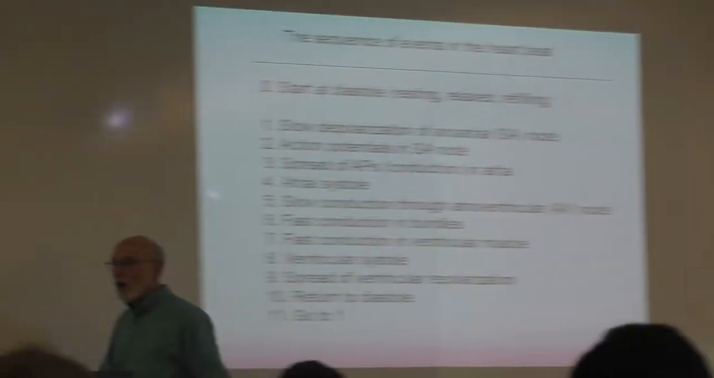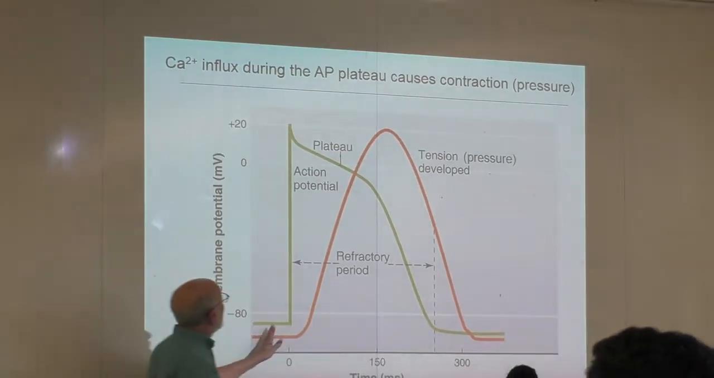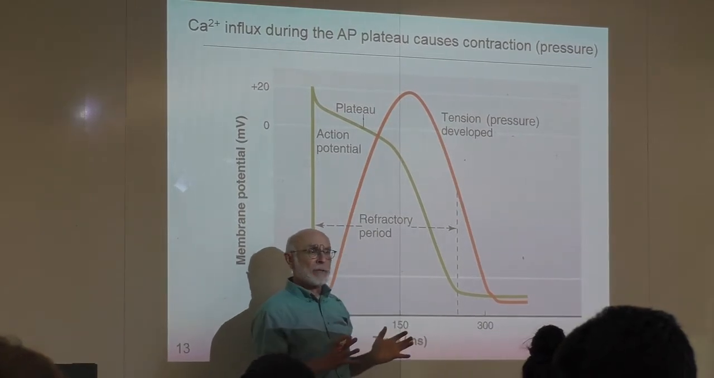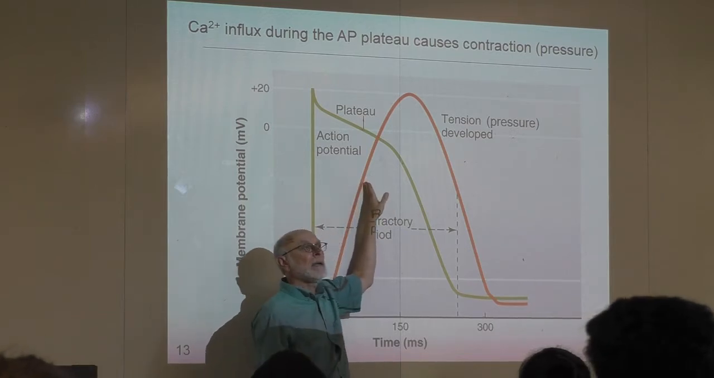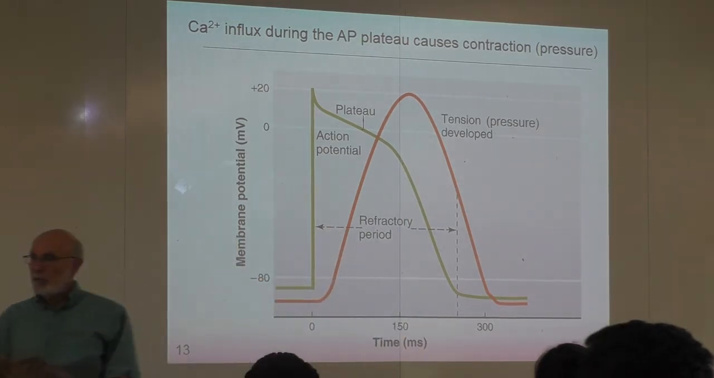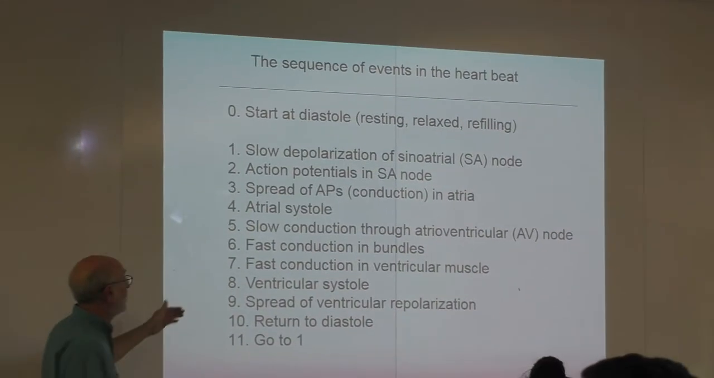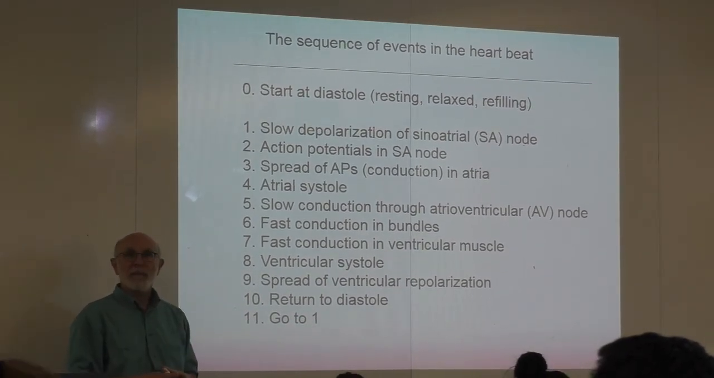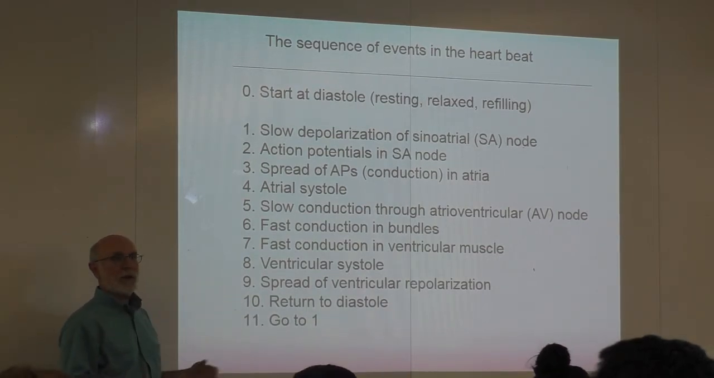So after the action potential and the plateau has spread throughout the ventricles, well, first throughout the atria, then throughout the ventricles, causing contraction, first in the atria, then in the ventricles, then there is a wave or a spread of repolarization. So the depolarization spreads, and then the repolarization spreads. And the heart relaxes, and we do it over and over again.